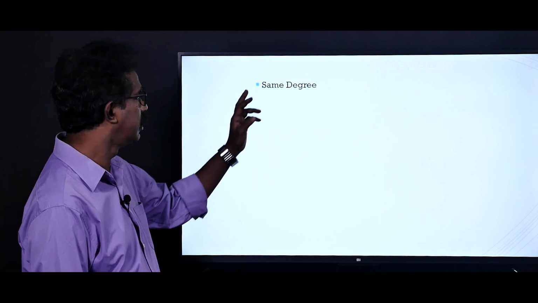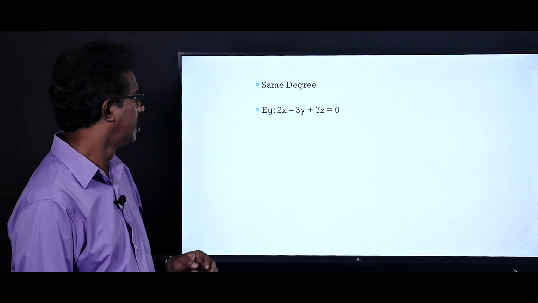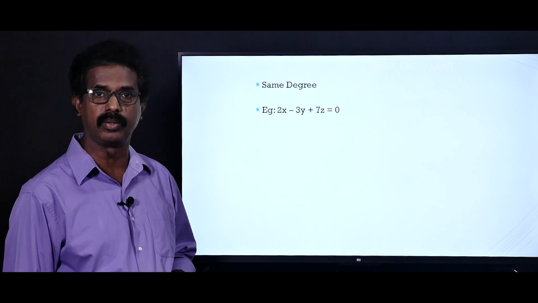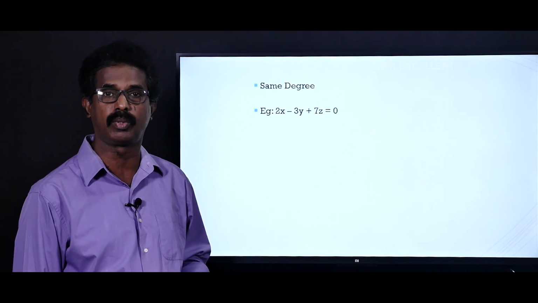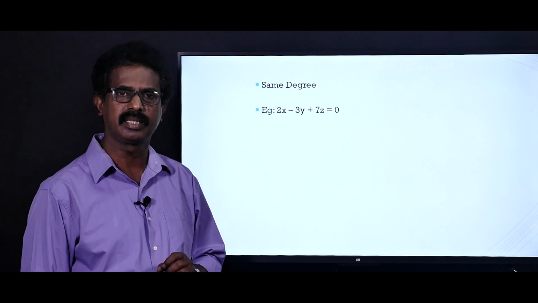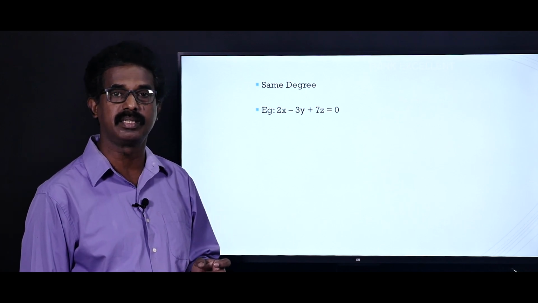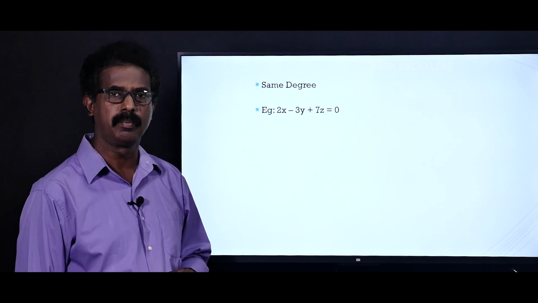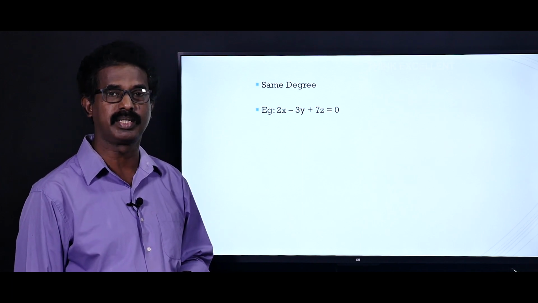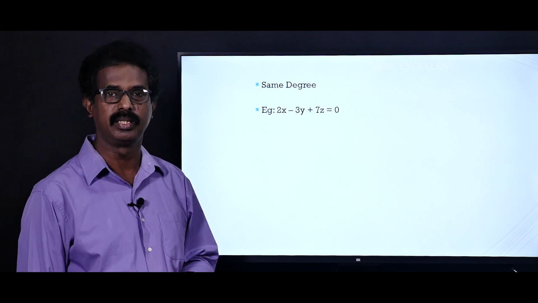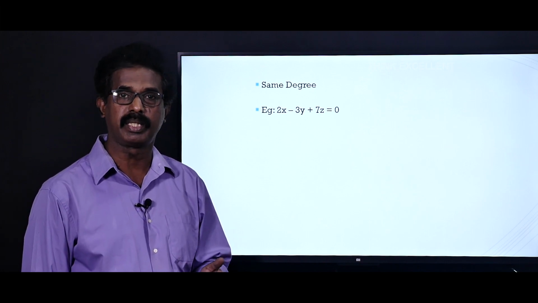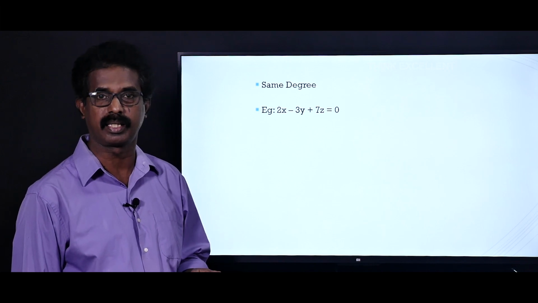So homogeneous means same degree. Degree must be same. Look at this example. Look at this equation: 2x minus 3y plus 7z is equal to 0. Suppose x square is there, you know the degree is 2. But here 2x, degree is 1, right? For a constant, what's the degree? 7, the degree is 0 because it's a constant, no variables there, right? But what's the degree of 0? Can be taken as 0. Can be taken as 1 because 0 can be written as 0 into x. Degree of 0 can be taken as 2 because 0 can be written as 0x square and so on.